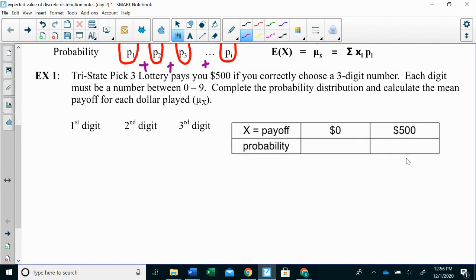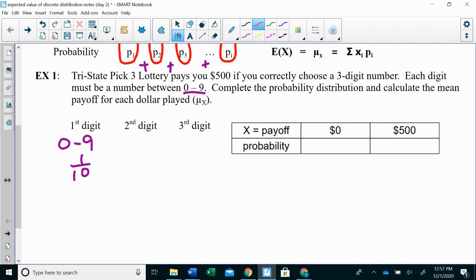We want to find, first of all, what's the probability of each of those events happening? I'm not going to make a tree diagram for this one because the tree diagram is going to be really big, because we have more than just two outcomes that could occur for each digit. Instead, I'm going to look at it this way. The first digit, it tells us that each digit must be between 0 and 9. So there's only one way that we can get that digit right, and that's to pick the correct digit. So the probability of us getting the first digit right is 1 out of 10. There's one number that's right, and there's a total of 10 digits, 0 through 9.